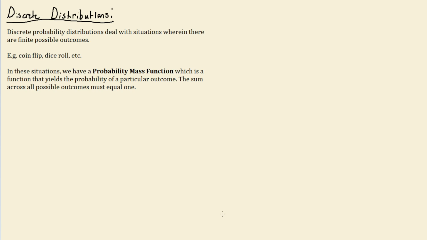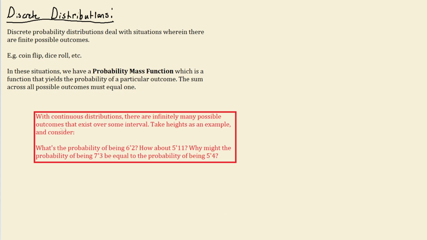You're adding up all of the possibilities, and so you're going to get a probability of 100%. And so let's think about how this might change as we move from discrete distributions towards continuous distributions, and we start considering statistical experiments that have infinitely many possible outcomes that exist over some range of values. With continuous distributions, there are infinitely many possible outcomes.